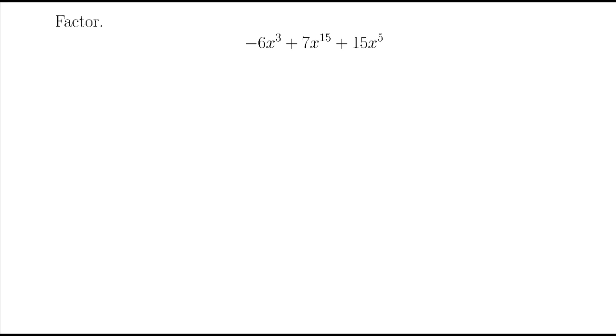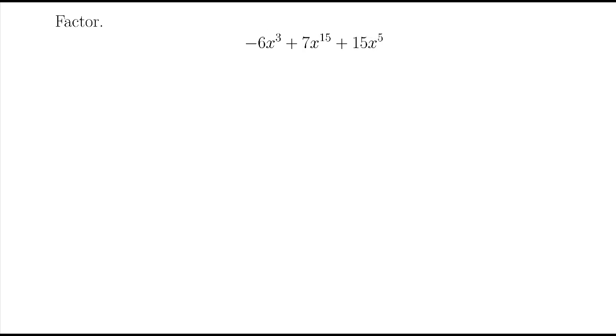So first thing I'm going to do is look at negative 6, 7, and 15 and ask myself, do they have a number that goes into all of them? In other words, is there a number that negative 6 can be divided by, 7 can be divided by, and 15 can be divided by that won't give you a decimal? And the answer to that is not really, like 1, but we're not going to worry about writing a 1. So there's nothing numerically, no number we can take out here.